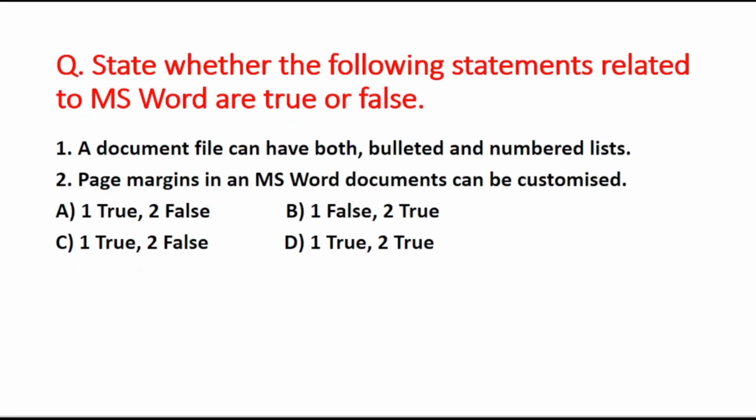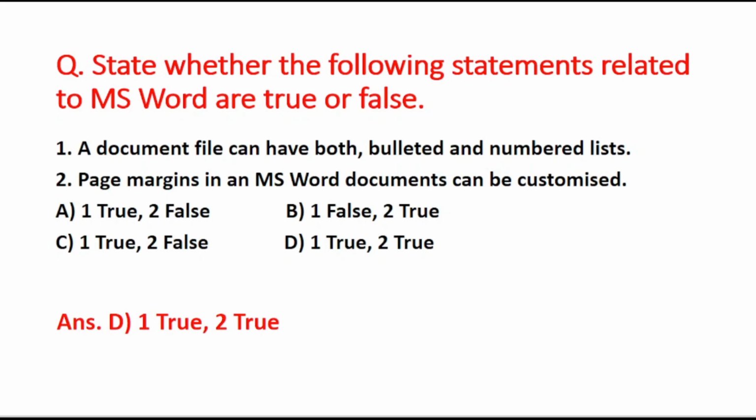Next question is, state whether the following statements related to MS Word are true or false. First statement is, a document file can have both bulleted and numbered list. Second is, the page margins in a MS Word document can be customized. So the correct option is the option D, that is 1 true and 2 true. It means both these statements are true.